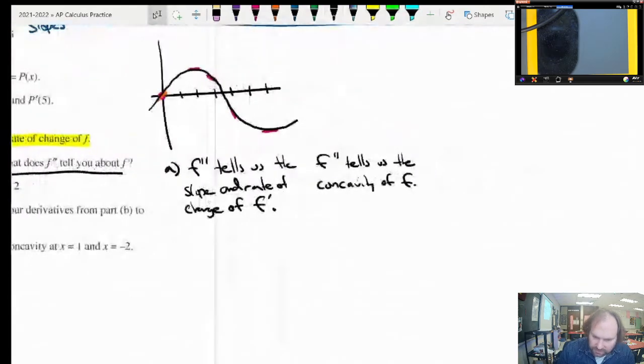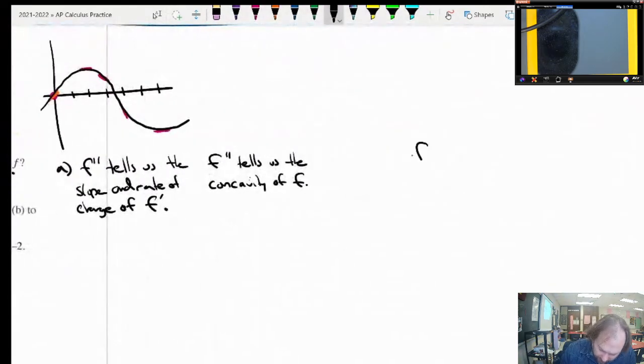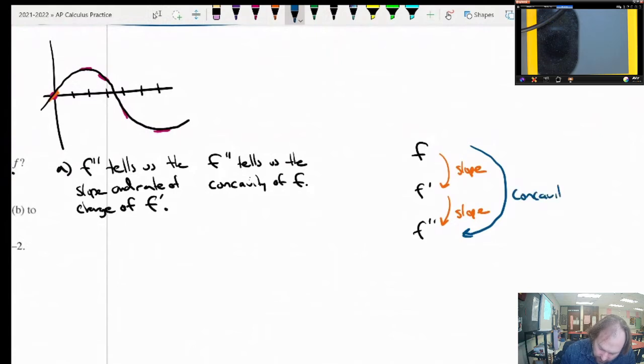So there is kind of a ladder of importance here. You have your f, your f prime, and your f double prime. Between these, you have the slope. And between these, you have the slope. But when you're comparing the original function to f double prime, now you're talking about concavity, and you're talking about the concavity of the original function, not of f prime.